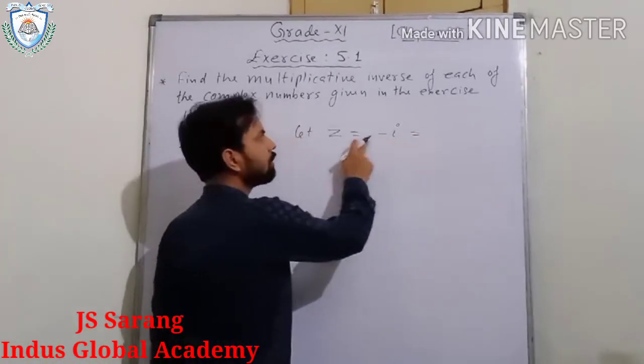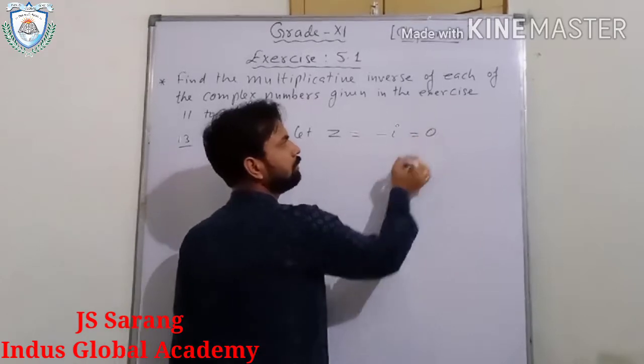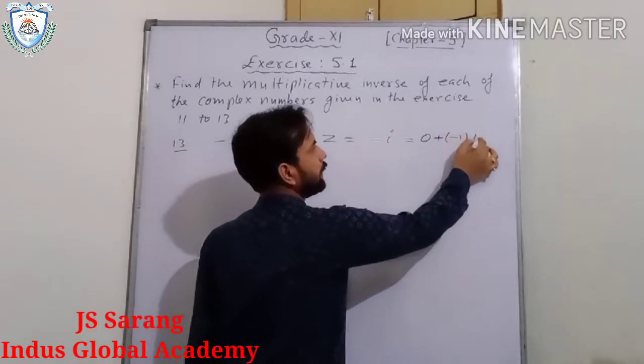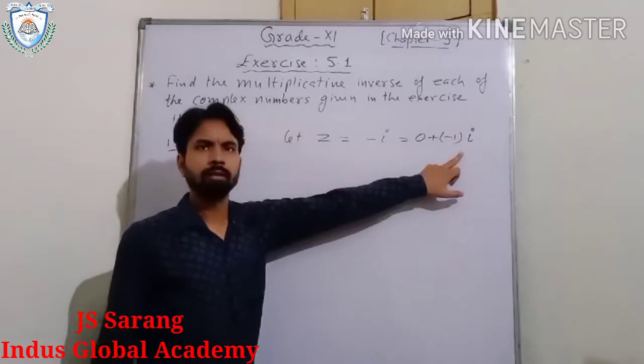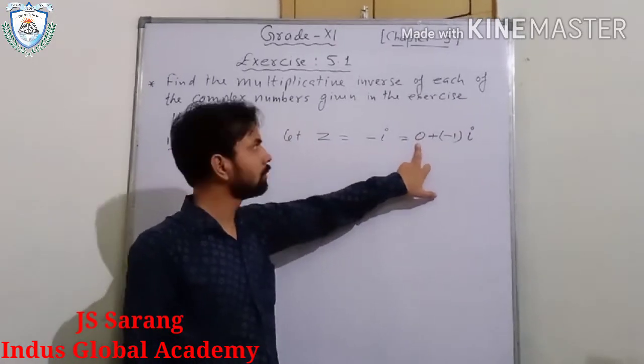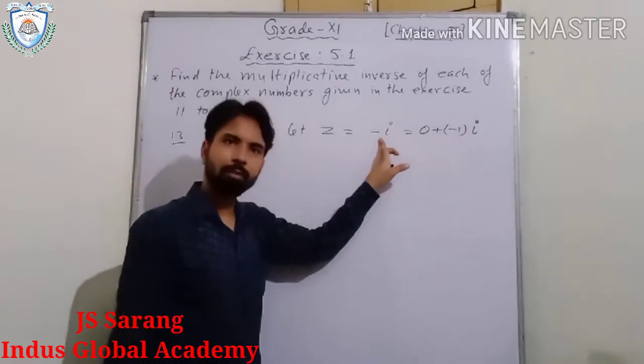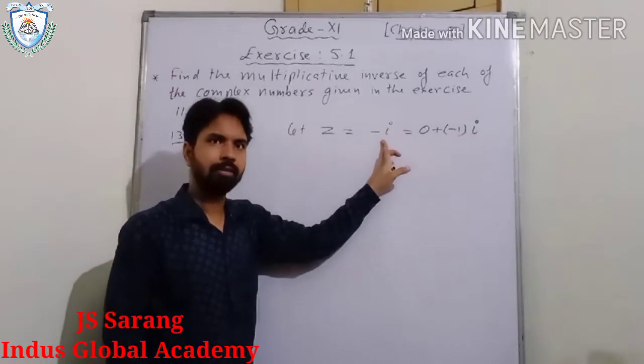Here the real part is not there, so the real part will be 0 plus minus 1 into i. We can write it. See, the real part is 0. Minus 1 into i gives you minus i. So only minus i will be there. Hope it is clear. Okay.